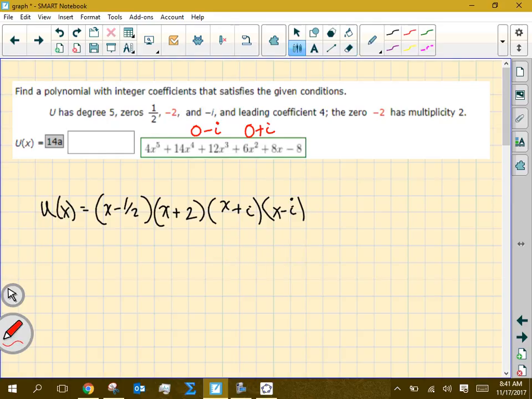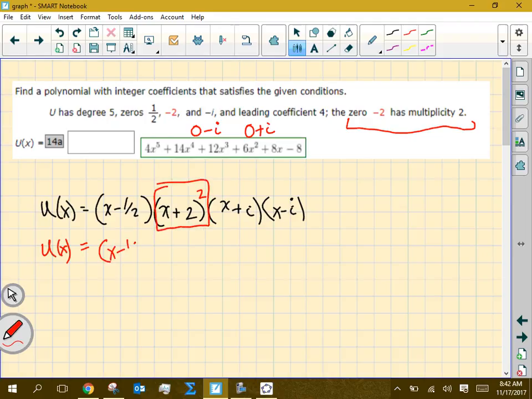So that's 4 factors, and we keep reading this, and it says the zero of negative 2 has a multiplicity of 2. That means that I need another factor of x plus 2, right? So I'm going to write it this way, putting an exponent there. And now I'm going to start multiplying things together. Now there's 5 things, right? When I FOIL, I can only multiply 2 objects at a time, okay? So I'm going to FOIL that one out first.